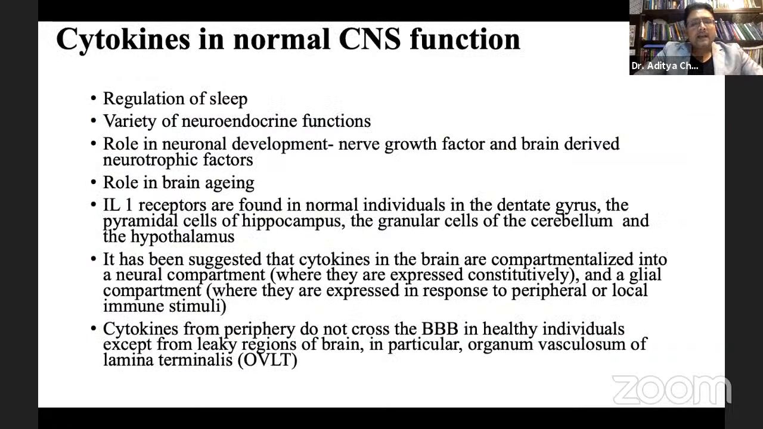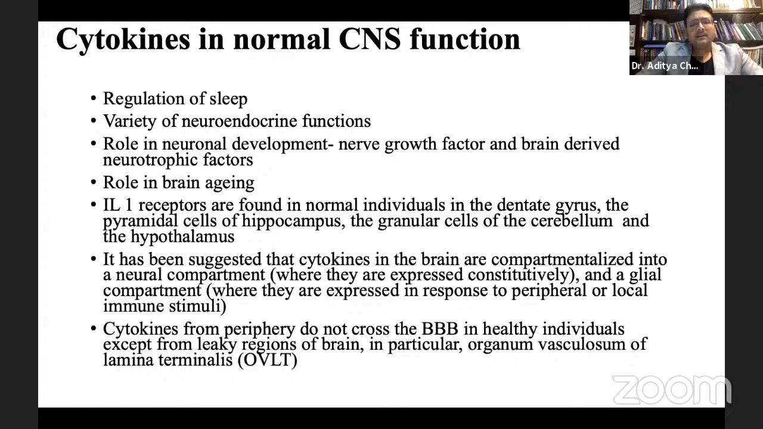Interleukins or cytokines are already present in a normal human being, and they help in normal CNS function. There are functions like regulation of sleep and a variety of neuroendocrine functions. When we are in a growing stage, they also help in neuronal development, like the cytokines nerve growth factor and brain derived neurotrophic factor. They have certain roles in brain aging. There was a pathological study where they found that interleukin 1 receptors were found normally in many parts of the brain, which included the dentate gyrus, the hypothalamus, and the cerebellum.